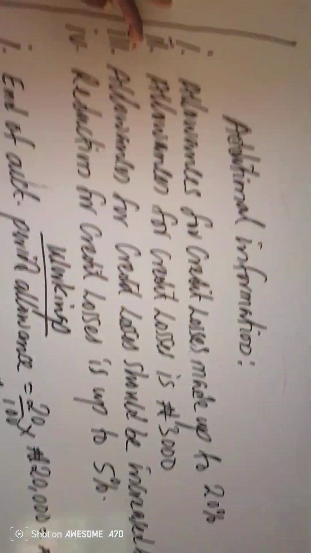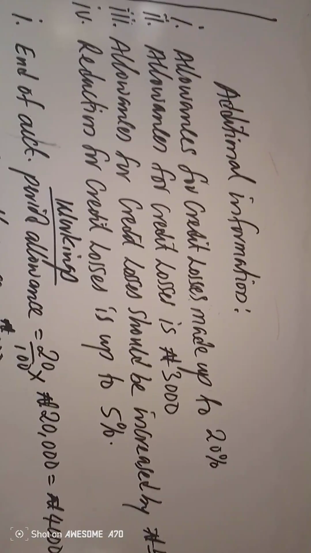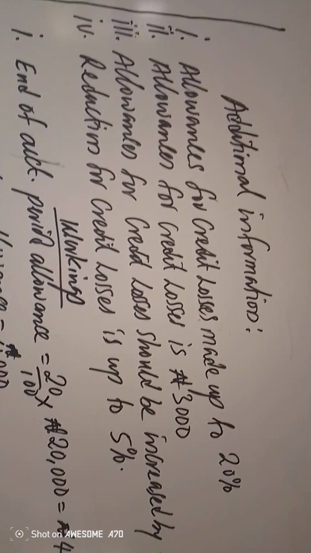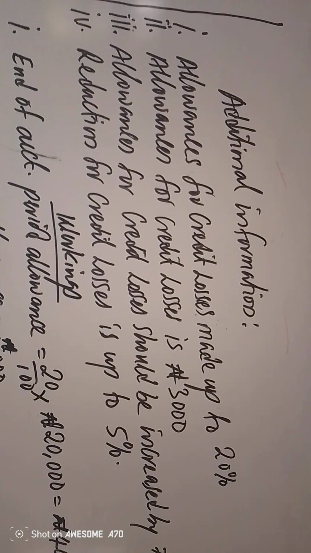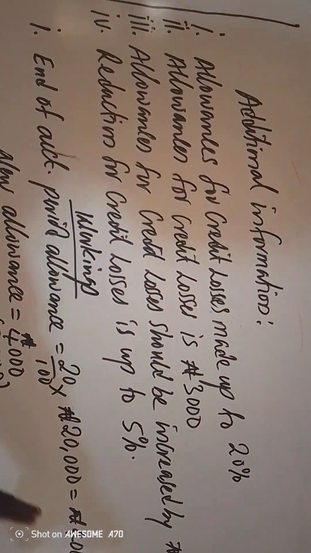The second scenario, we are treating the same thing, but look at the language. The emphasis is on the language, on how the examiner will present it. The first one is clear. Let's look at the second one. Allowances for credit losses is 3,000. In the first, it was given a percentage and we were able to convert the percent to get 4,000.